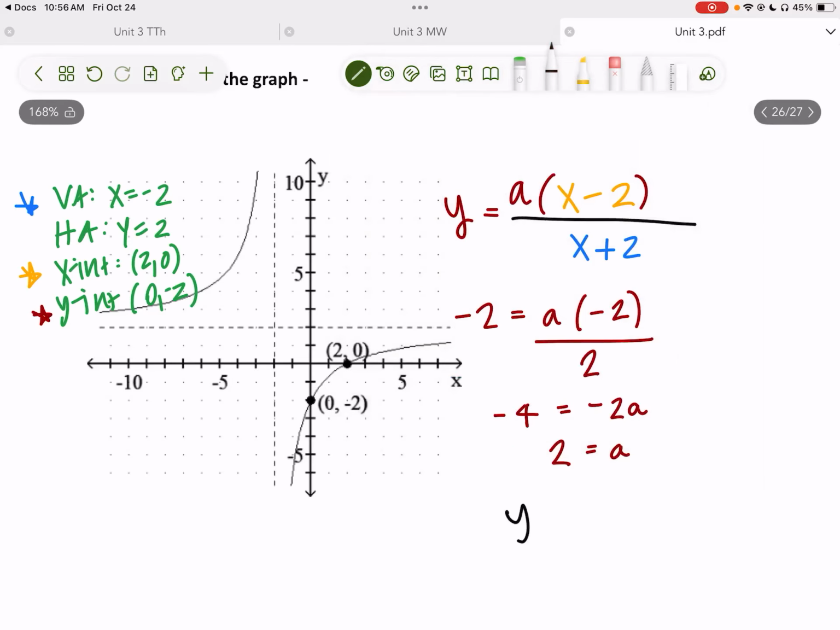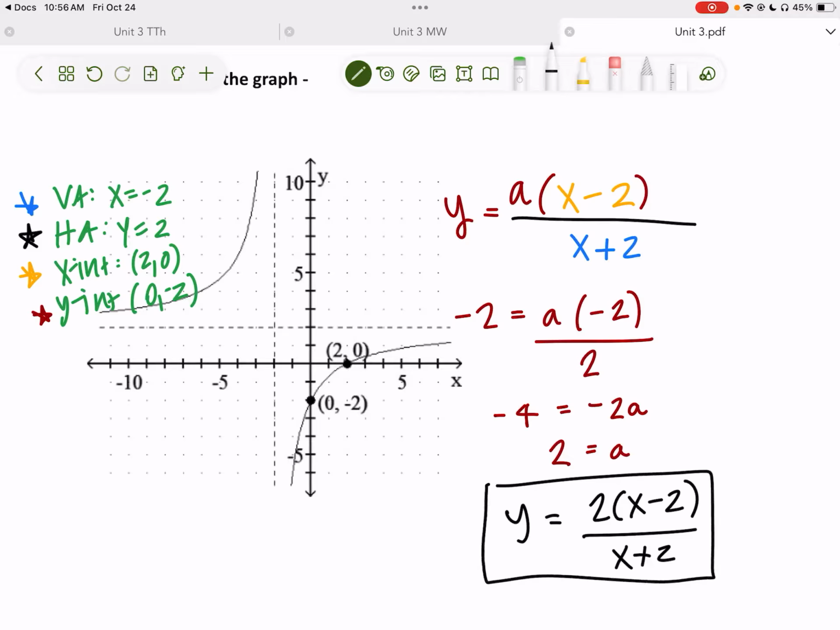A quick check will confirm that this is correct, and it will give you the horizontal asymptote as well as the y-intercept. The y-intercept for sure, because we use the y-intercept to find a, but it will also confirm that the horizontal asymptote is correct, right? It's 2x over x. So that's how you're going to find the equation of a graph.